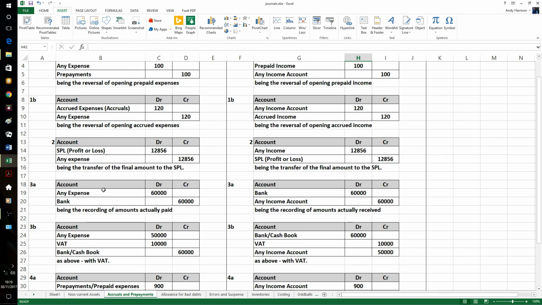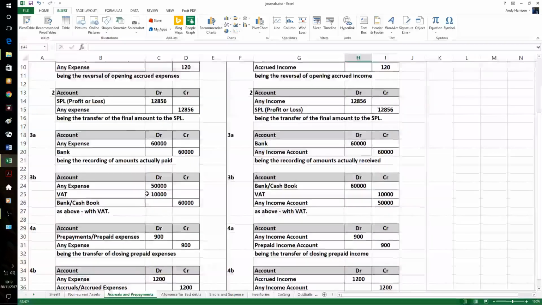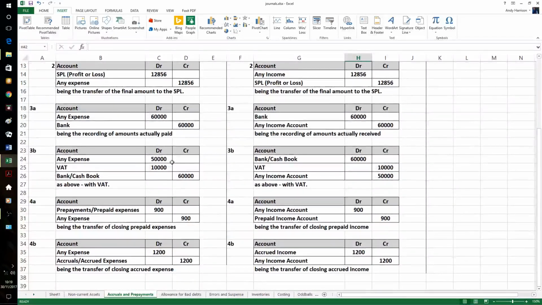And then this one should be fairly routine, sometimes the easiest one to remember to put in the first place. We've made some payments for our expenses, credit the bank, debit the expense account. If we've got VAT, of course we have to split the VAT out so the expense gets the net and the VAT gets debited.